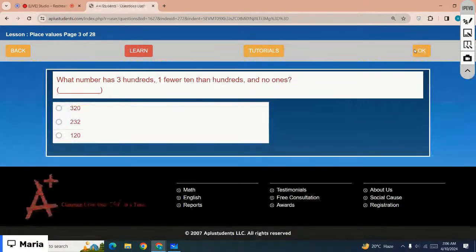What number has 3000s, one fewer than 100 and no ones? Sorry, 300, one fewer 10 than 100 and no ones. Which is the correct option?